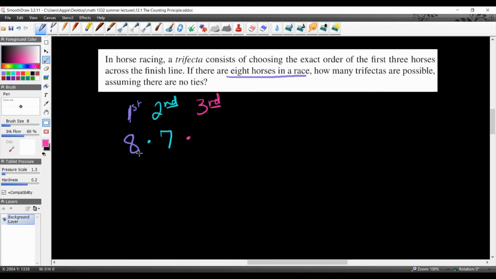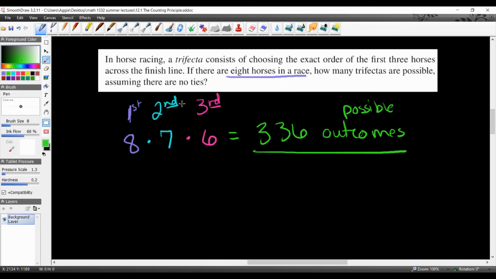Well, 2 of them already placed first and second. So 8 minus 2 is 6. And with this, we can go ahead and just multiply this out. Let's see, I don't know what that is. 8 times 7 is 56, and then 56 times 6 is 336. So we have 336 possible outcomes or possible trifectas for this particular problem.